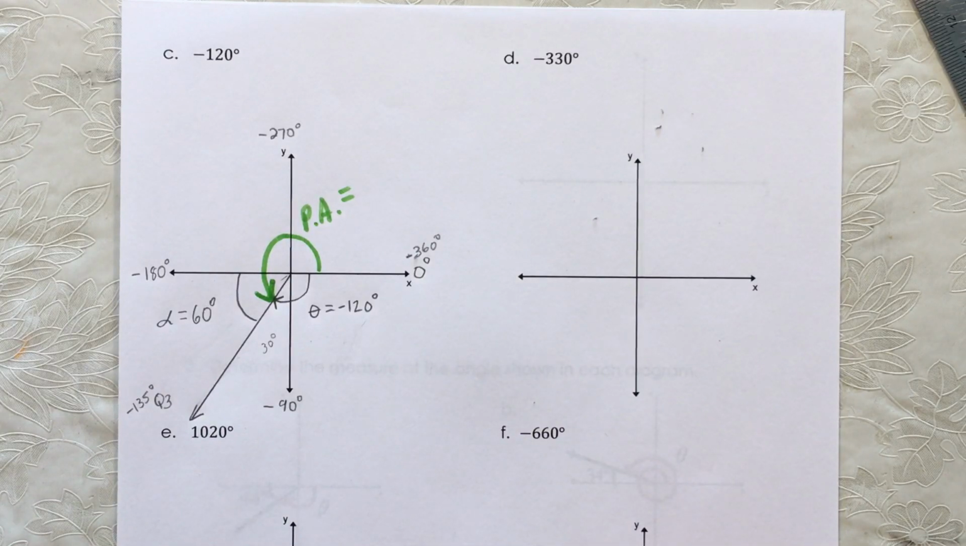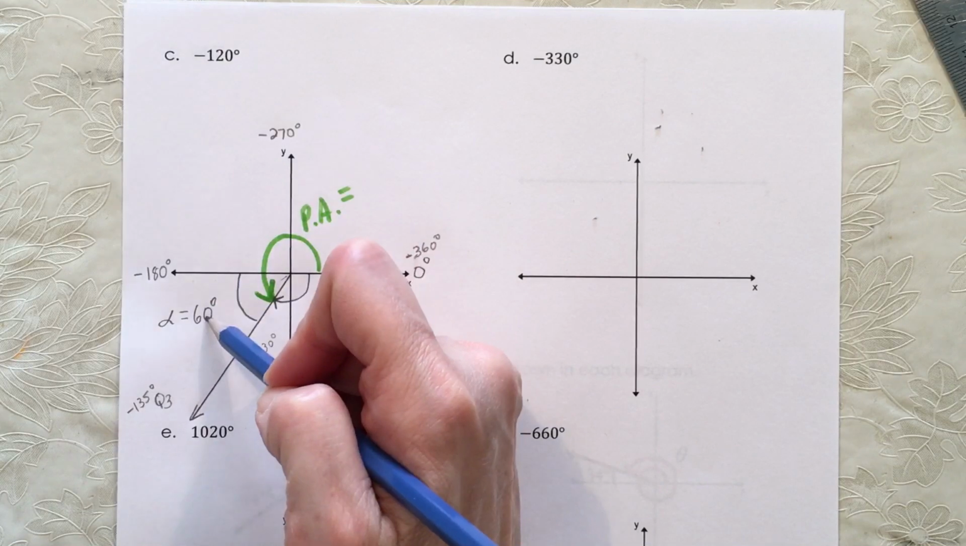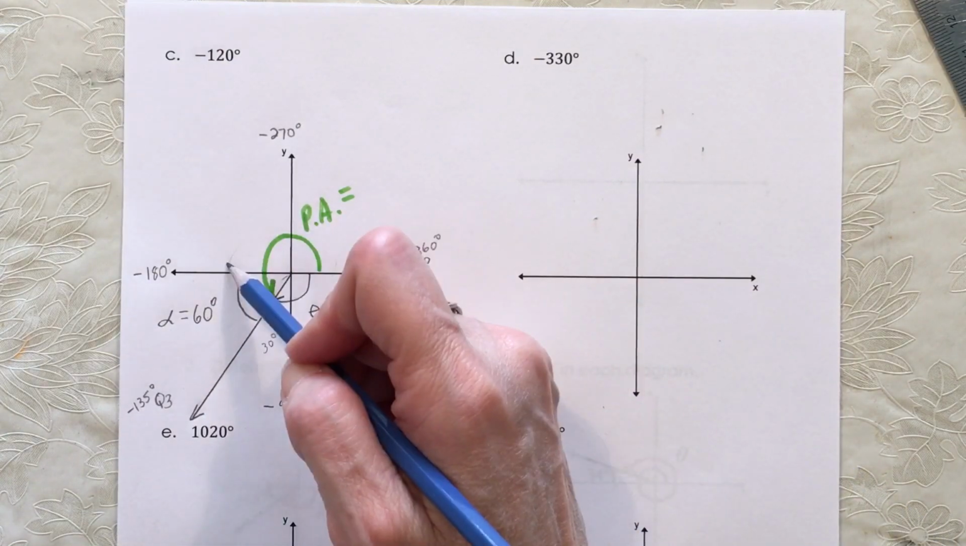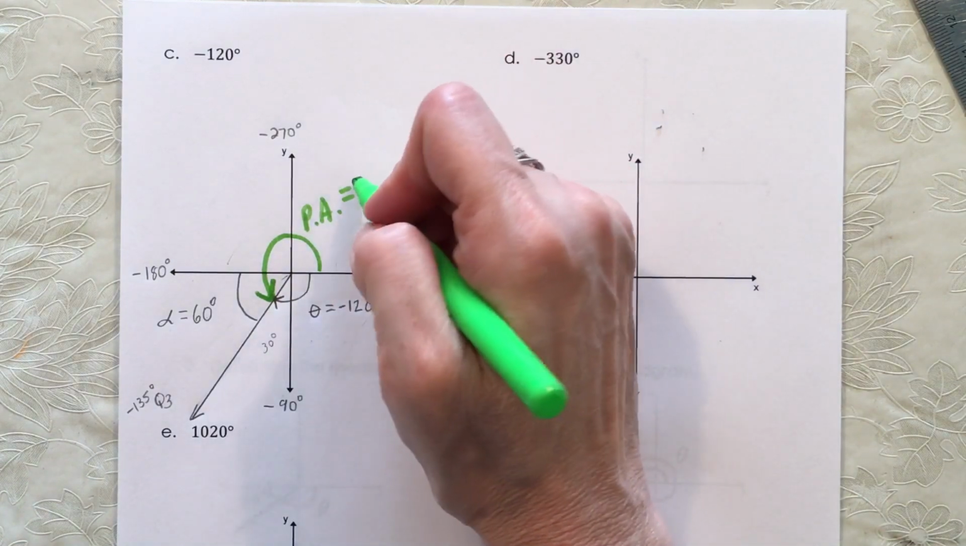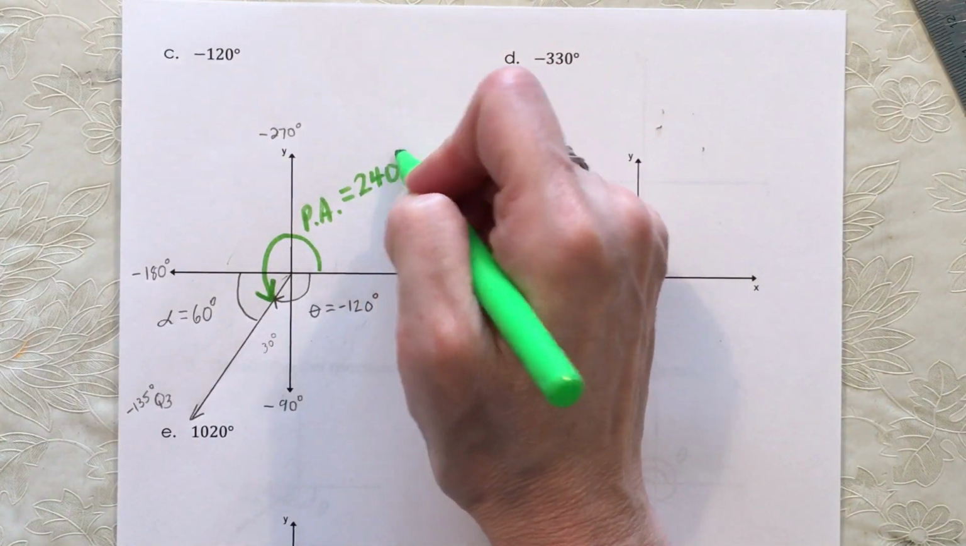So what is that angle? You can see that it would be the 180 plus the 60. 180 to here plus 60 would be 240. 240 is the principal angle.